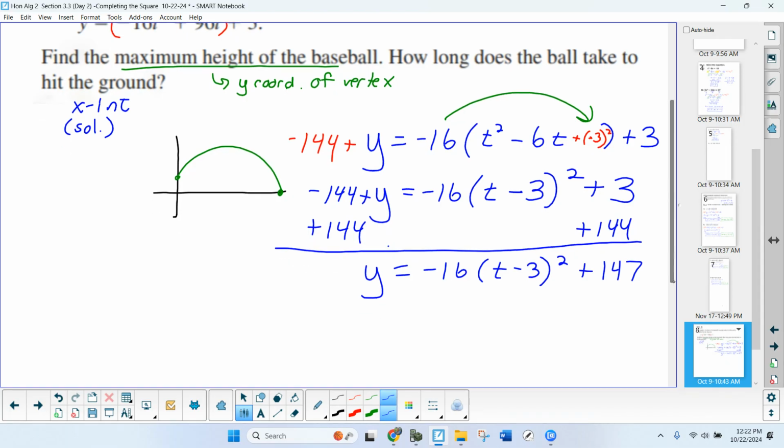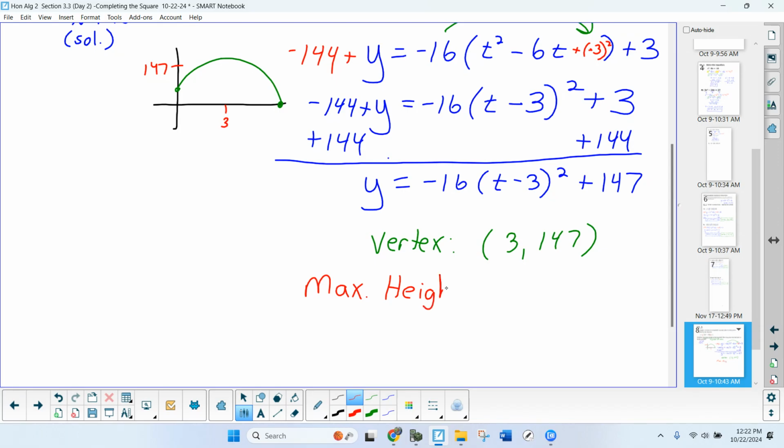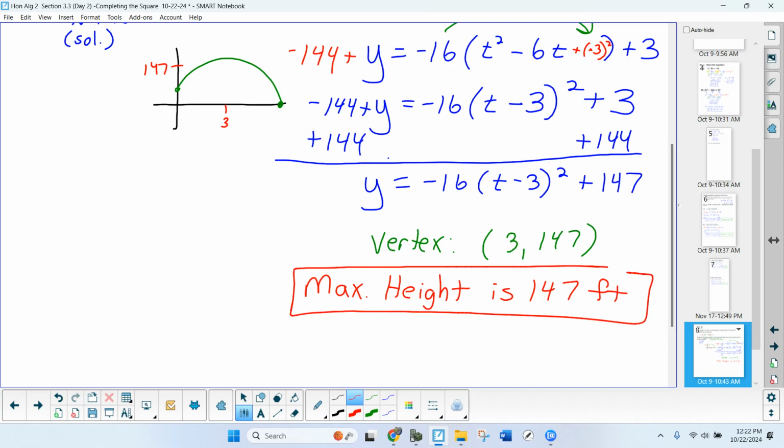Okay, now let's take a look at this. Where is the vertex? So we just did a whole bunch of these where you guys identified the vertex. What is the vertex? 3, 147. So over here at 3, 147, that's the vertex. What is the maximum height? Good. So the maximum height is 147 and the units would be feet. Are we good with the first half?